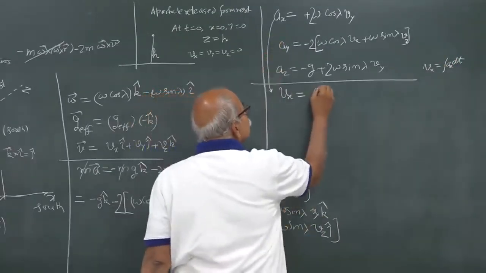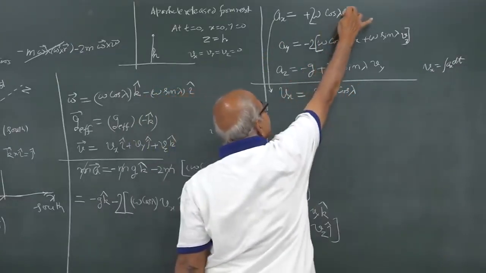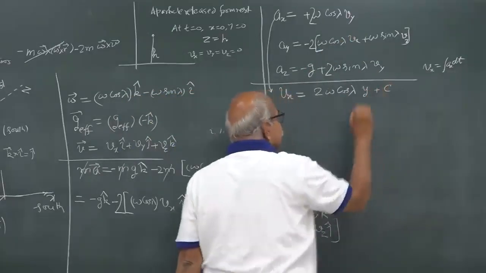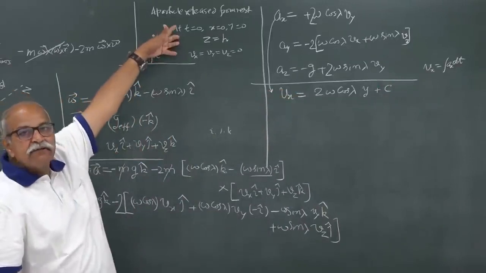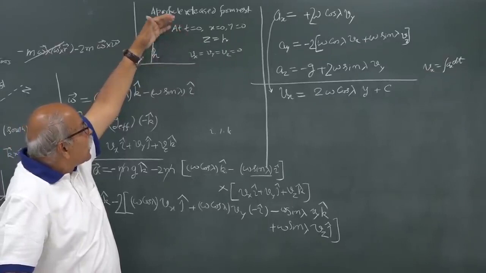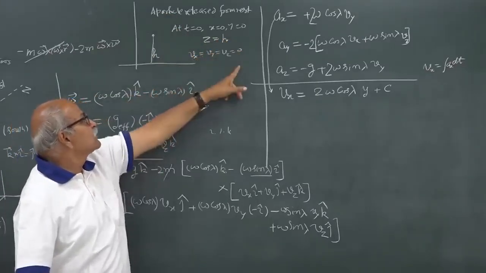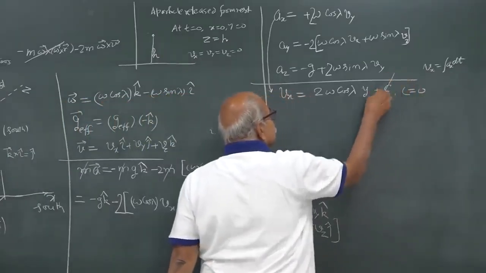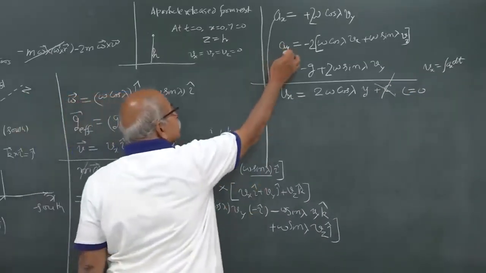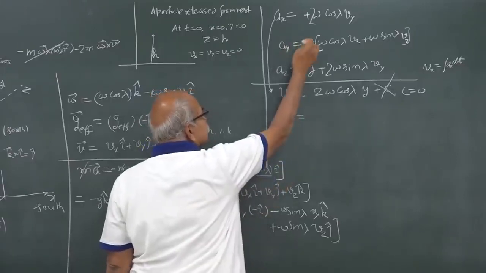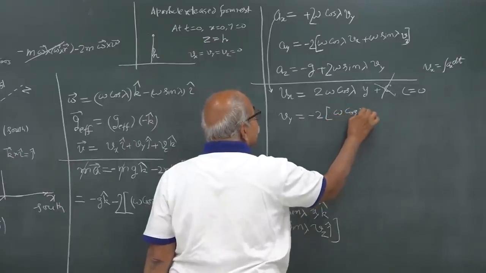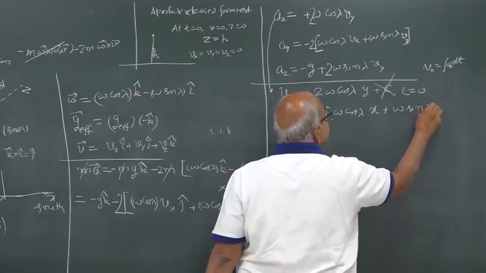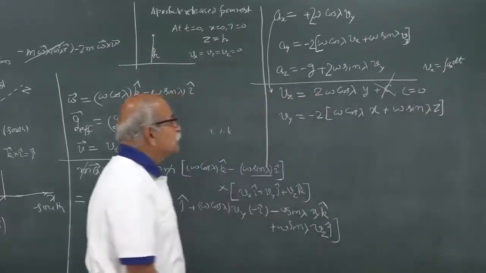So, Vx, and this side is 2 omega cos lambda, that is constant, and Vy similarly when you integrate, it gives you y, plus some constant, and that constant you should get the value from the initial conditions. At t equal to 0, y is 0 and Vx is also 0, that tells me that this C is 0. So, I can remove this. Similarly, for Vy, I am integrating minus 2 omega cos lambda, that is constant, and Vx when you integrate you get x, and plus omega sin lambda, and Vz when you integrate you get z. So, up to this point it is very simple.